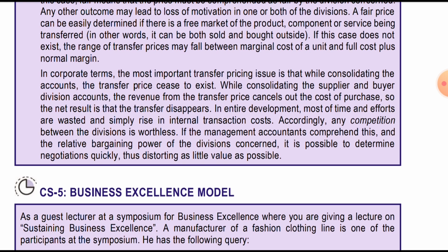In corporate terms, the most important transfer pricing issue is that while consolidating the accounts, the transfer price ceases to exist. Actually, the transfer price gets eliminated when the accounts are consolidated. While consolidating the supplier and the buyer division, the revenue from the transfer price cancels out the cost of the purchase. So the net result is that the transfer disappears. The sale to the internal division and the purchase from the internal division get eliminated in consolidation.